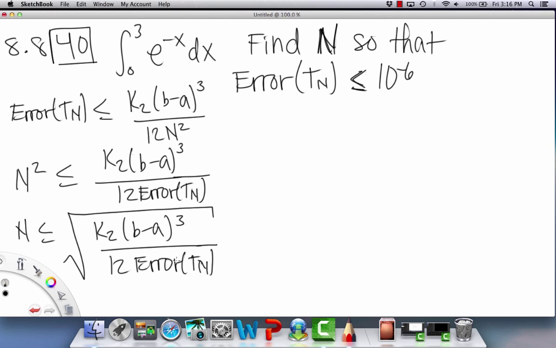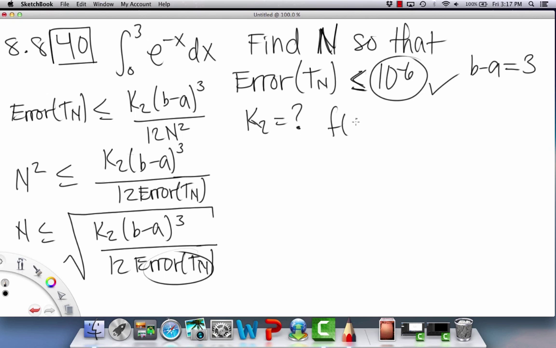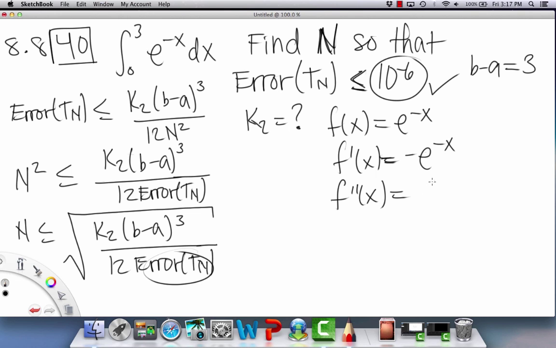We know the error, they gave us this 10 to the negative 6, so that's good. We know b minus a is 3, because 3 minus 0. And we just need to find K2. Our original function f of x is e to the negative x. F prime of x equals negative e to the negative x, and f double prime is going to be a positive e to the negative x.